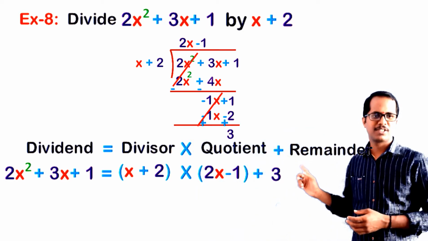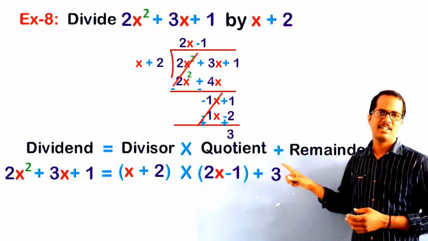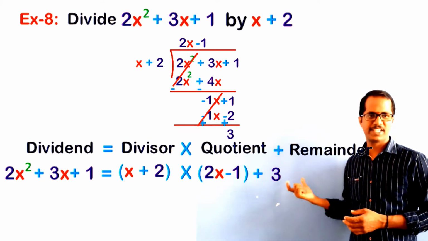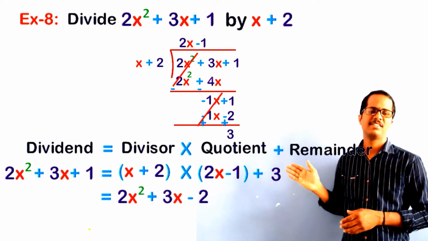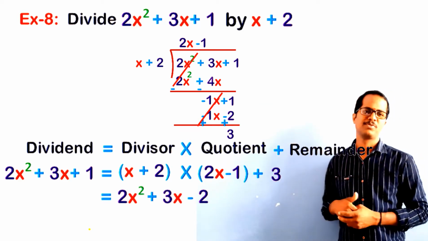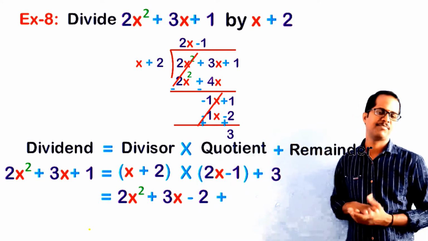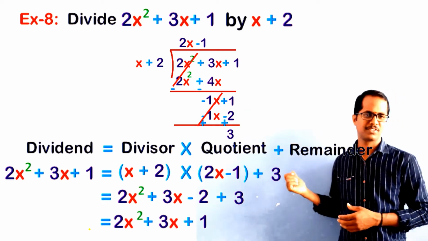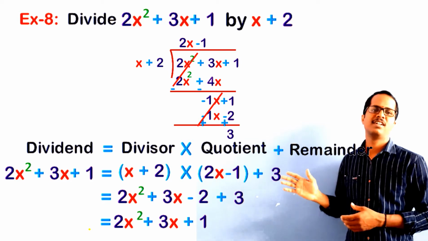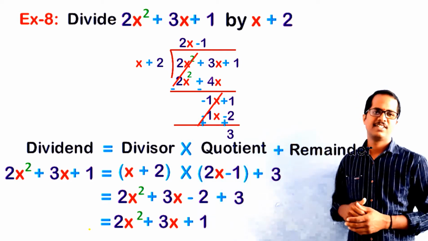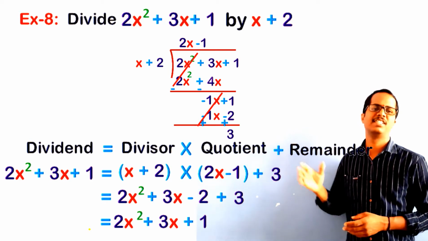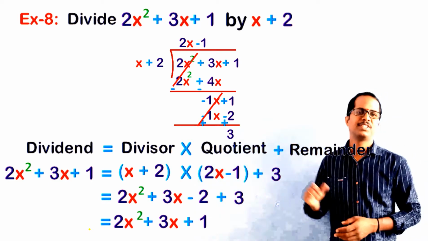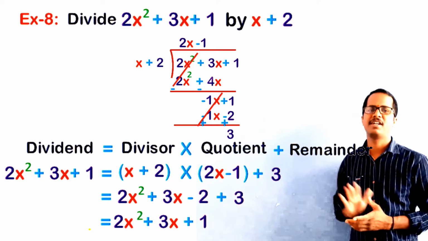Now by multiplying x plus 2 into 2x minus 1, what is the product of these two? Very good. By multiplying these two, we get 2x square plus 3x minus 2 and plus the remainder, that is 3. Now by adding minus 2 and plus 3, we get plus 1, so that we get 2x square plus 3x plus 1, which is equal to the dividend. So that means here we verified the division algorithm, that is the dividend is equal to the divisor into quotient plus remainder.